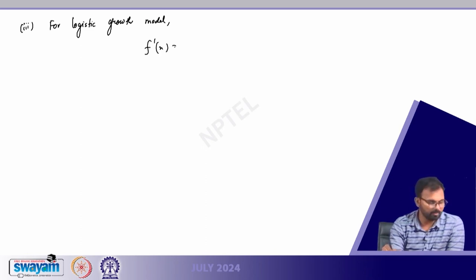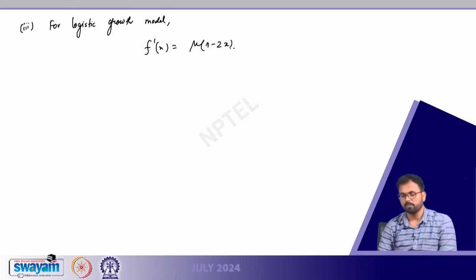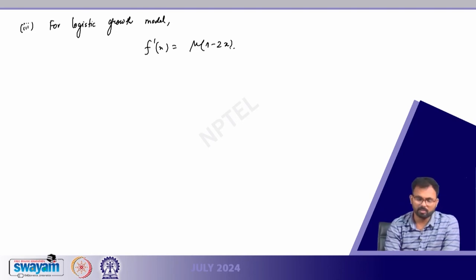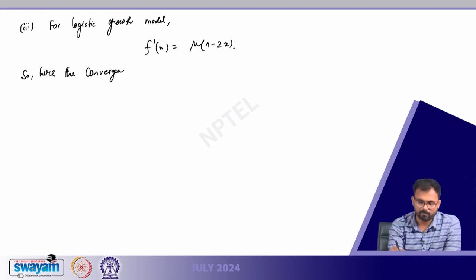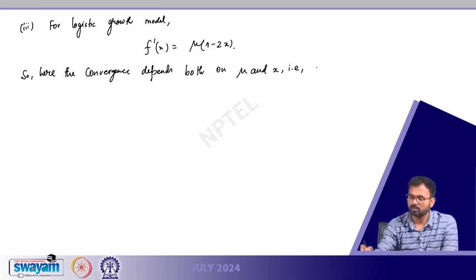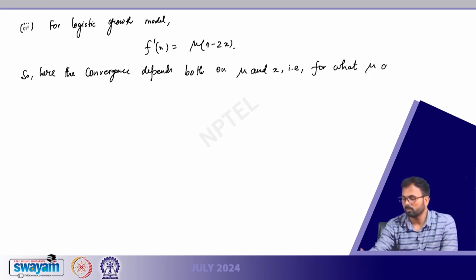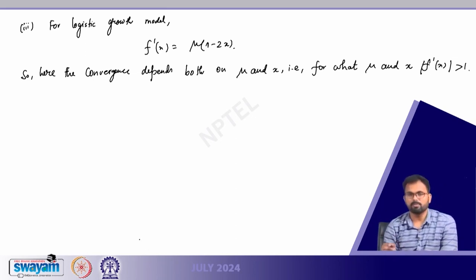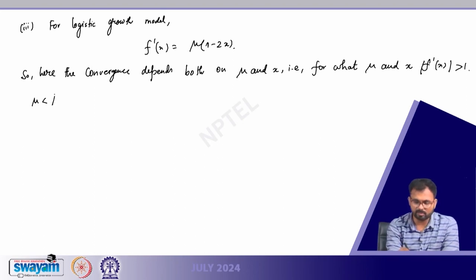Similarly, for the logistic growth model, we have f dash x equals mu times (1 minus 2x), right? And here the convergence depends on both mu and x. That is, for what mu and x will mod f dash x be greater than 1, right? Through some numerical simulations, it has been found that for mu less than mu infinity, which equals 3.57, it looks like 8, so this should be 3.57.